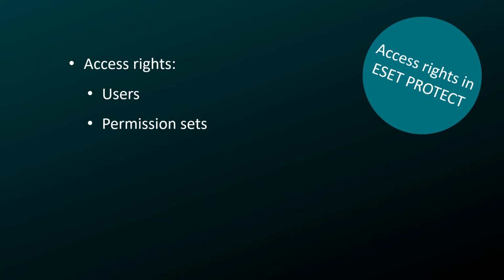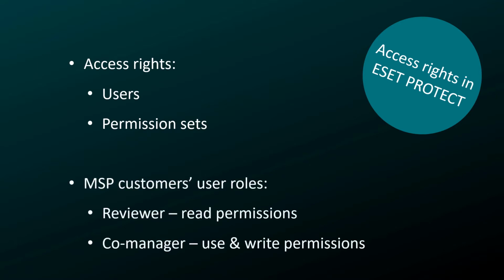Permission sets define what the user can do or see in the Web Console. ESET Protect allows setting up permission sets with a high degree of granularity. In the MSP world, we usually recognize two types of customer users. The first one is the reviewer, a user that only has the read access. The user can see the status of the computers in the network and optionally generate reports, but otherwise they are not allowed to take any action.